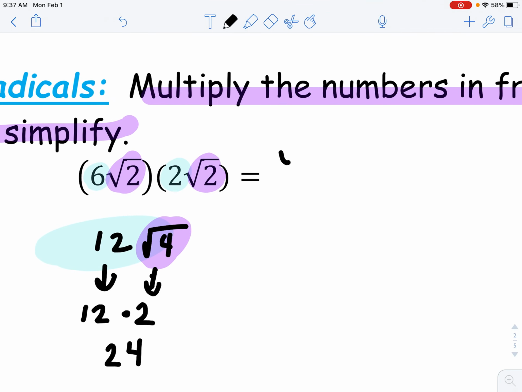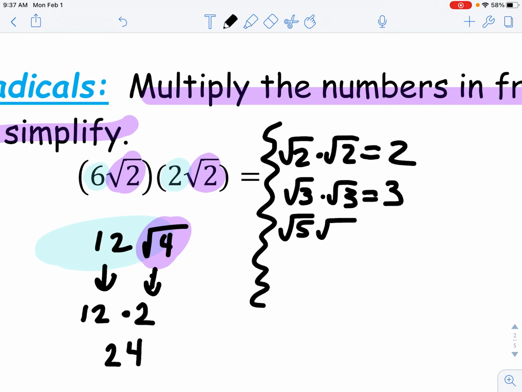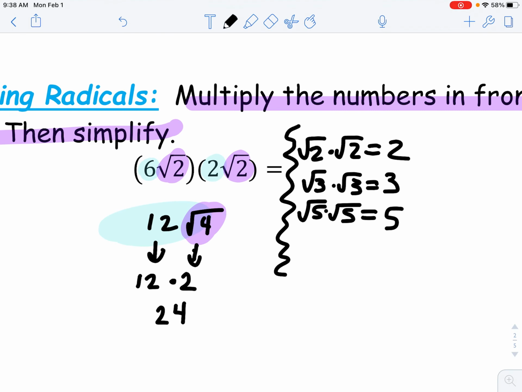And a little fun fact is radical 2 times radical 2 equals 2. These are like little fun facts. Radical 3 times radical 3, guess what this equals, people? 3. What about radical 5 times radical 5? What does that equal? 5. You want to see something really crazy? In my head, I know what radical 117 times radical 117 is. It's 117. Why is it?